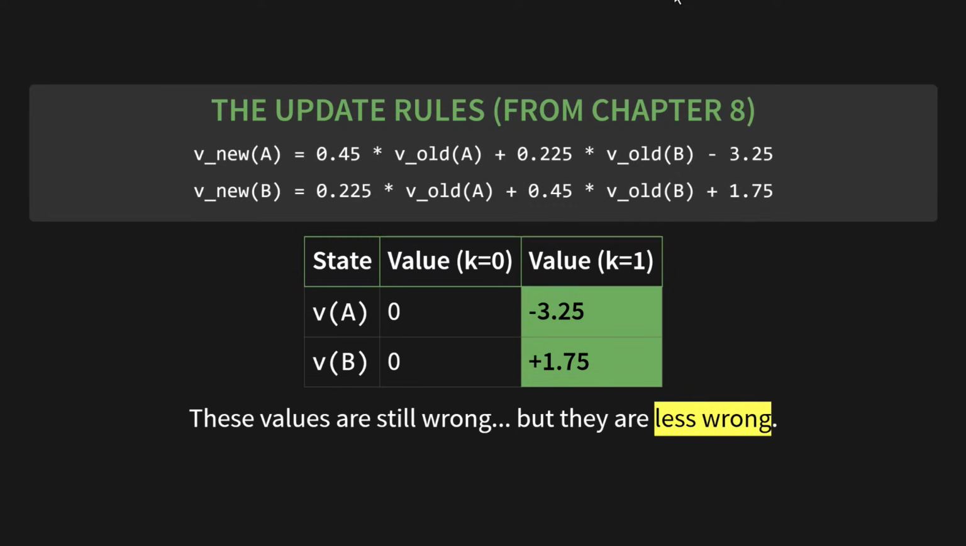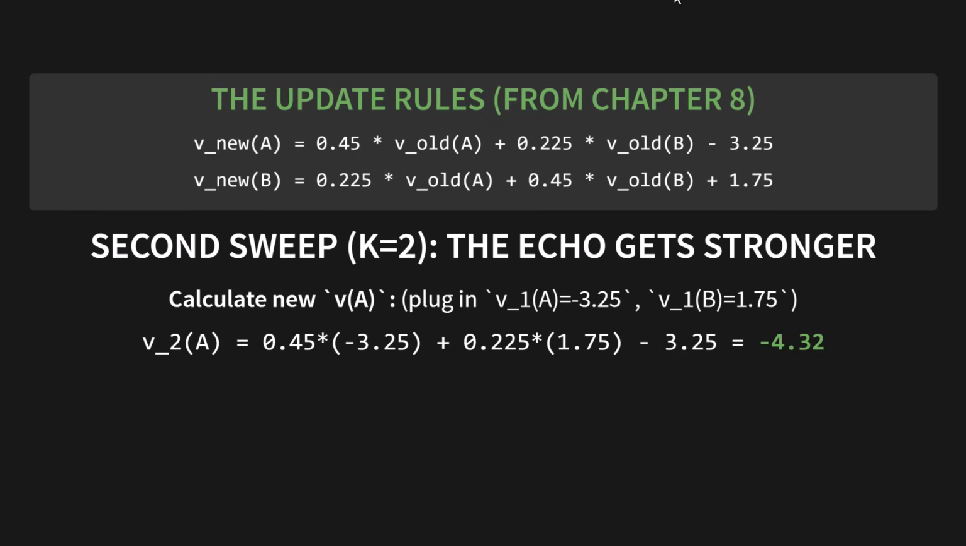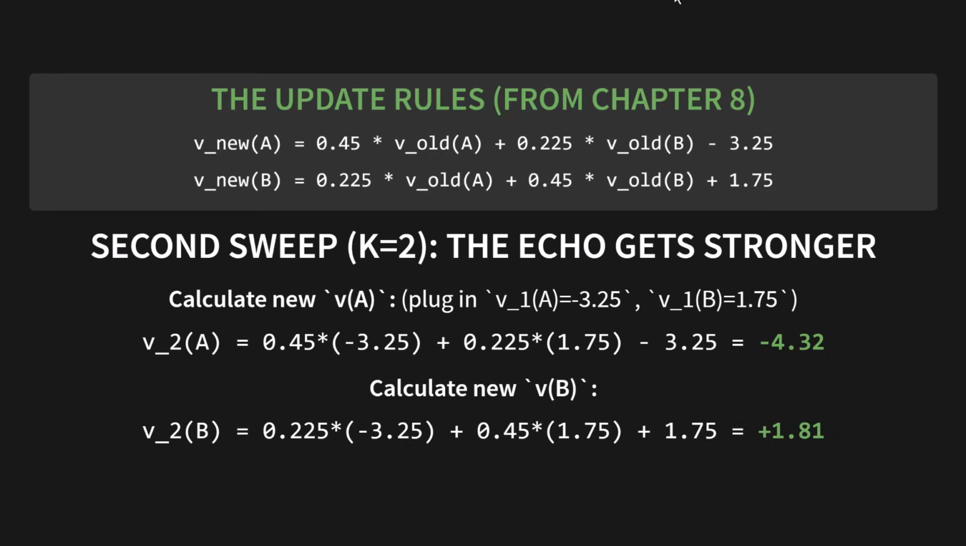Time for the second sweep. This time, our v-up6 values are the ones we just calculated, so we plug minus 3.25 in for a and 1.75 in for b. Let's calculate the new value of a. We run the numbers and get negative 4.32, and for the new value of b, we run those numbers and get plus 1.81. Let's update our table again.